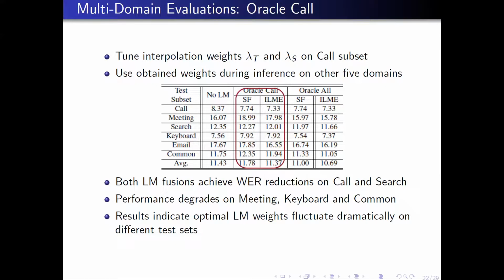Look at the third and fourth columns. We can see that both language model fusions achieve word error rate reduction on core and search, from 8.37% to 7.33% absolute word error rate for core. But performance degrades on meeting, keyboard, and comments. These results indicate optimal language model weights fluctuate dramatically on different datasets.